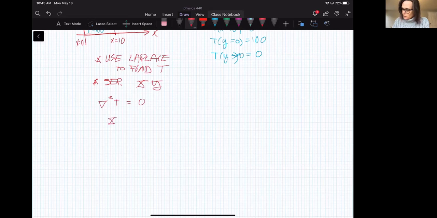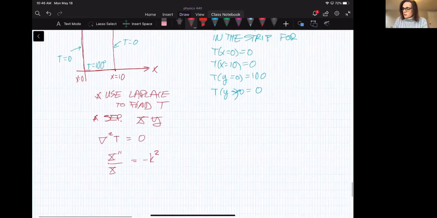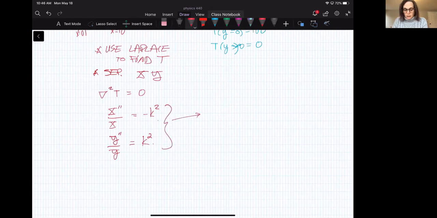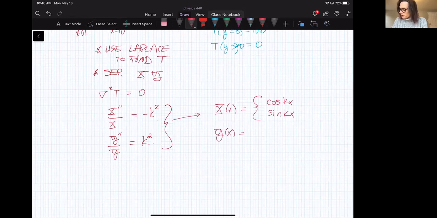So, what we have then is the Laplacian of T is equal to zero. And so that means when we do the separation, we have X double prime over X is equal to some constant that we'll say is negative. And the reason for that, again, is the boundary conditions. We want it to be zero on both ends. That means that Y double prime over Y is going to be equal to k squared. Okay, so that means that our solution for x is going to be a linear combination of cosine kx and sine kx. And our linear combination for y is going to be e to the minus ky and e to the ky, right?